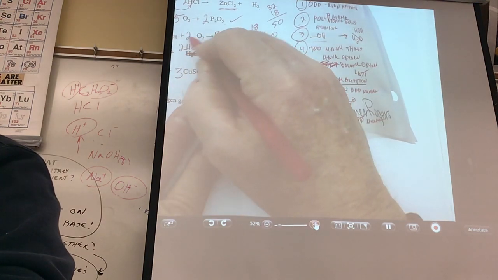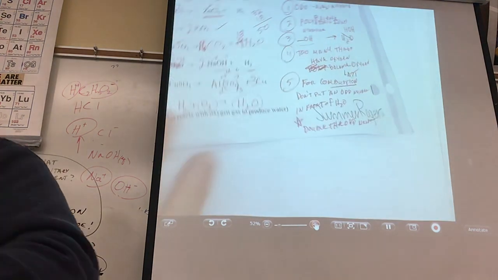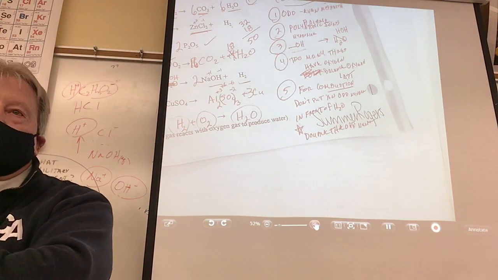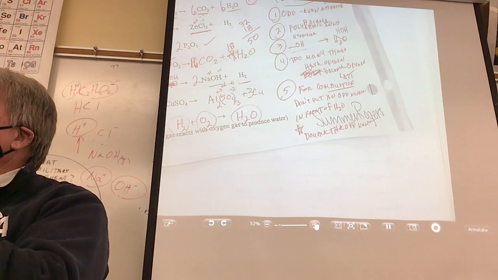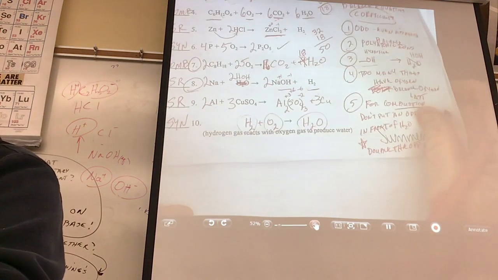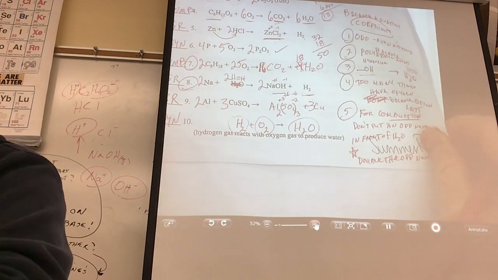What is it? Woo! You know that most of the time when you balance an equation, 6 is probably the highest number you ever come up with? But if it's a combustion reaction, you can get some pretty big numbers. What do you think?